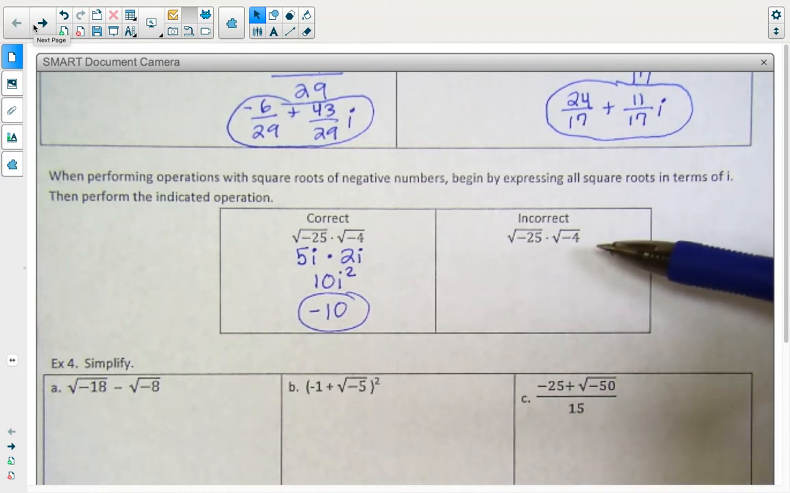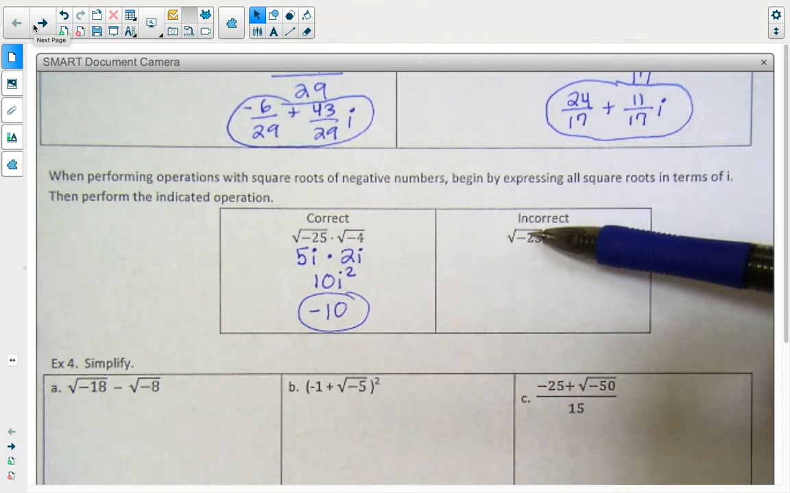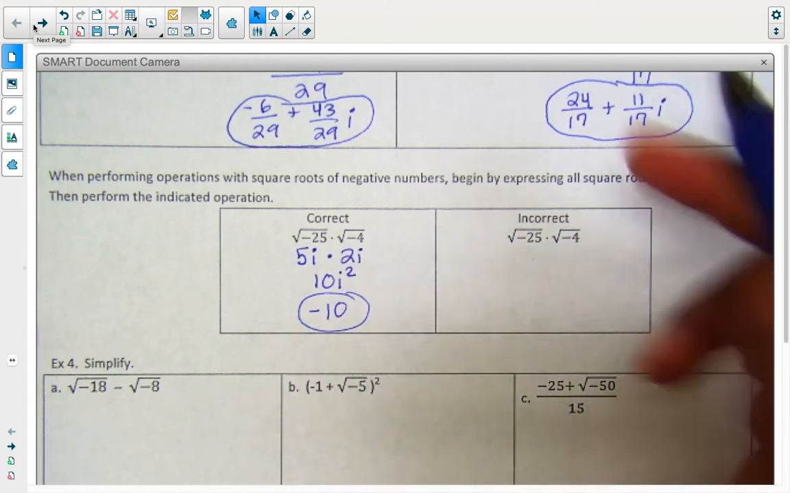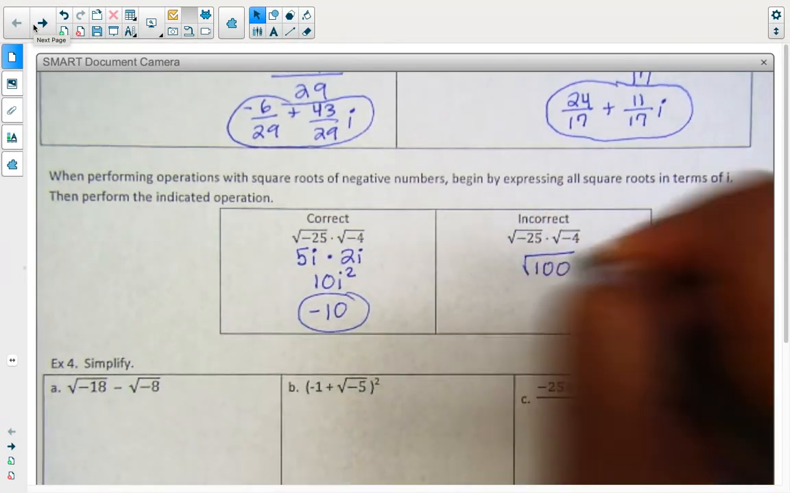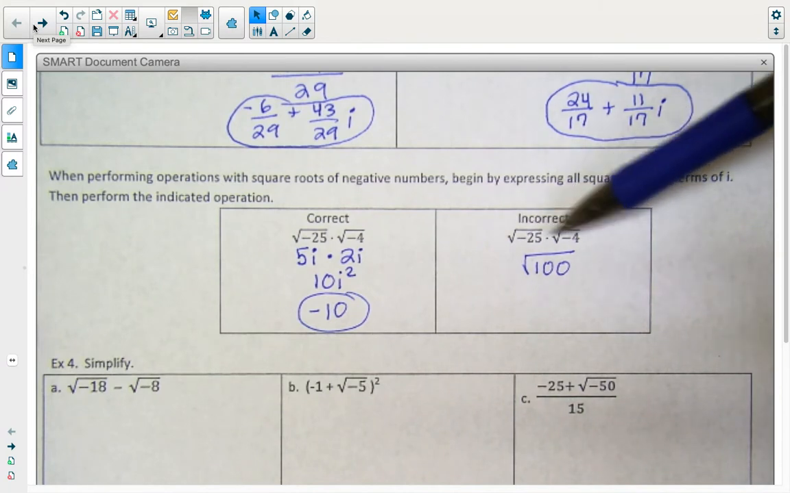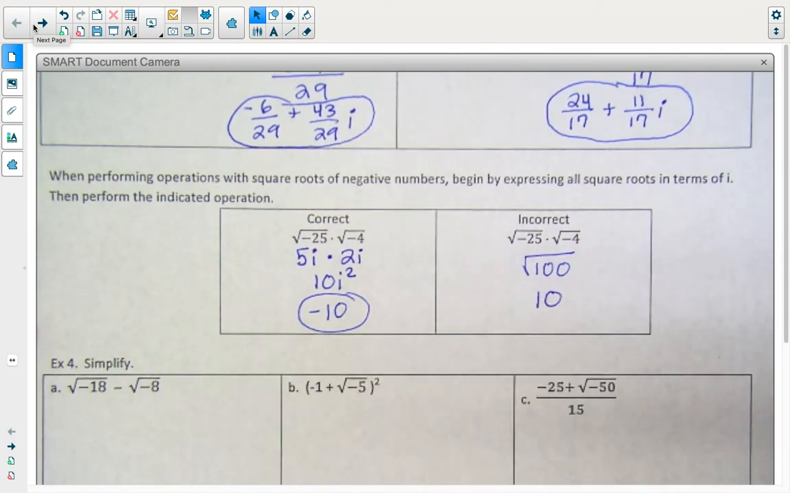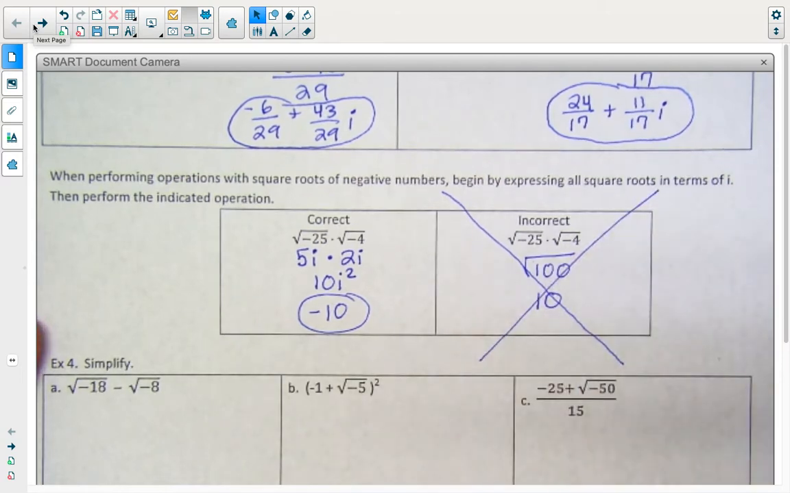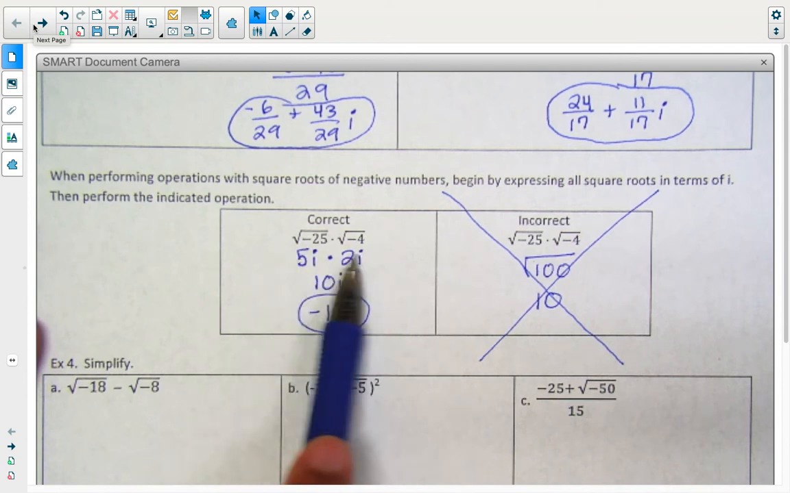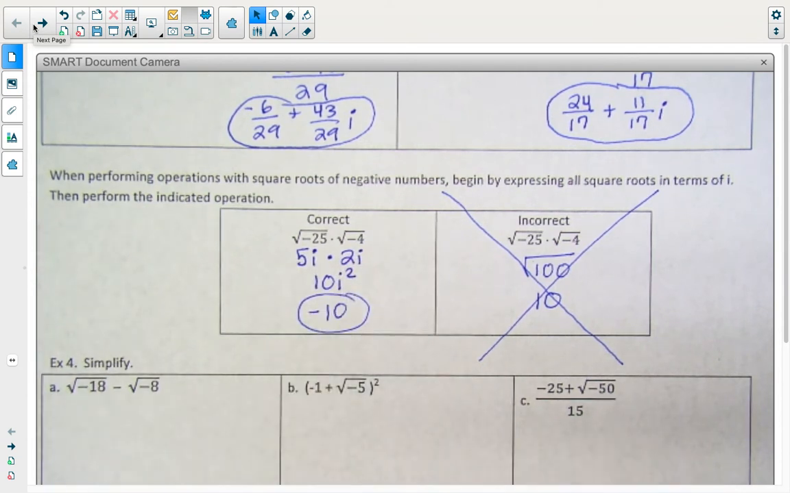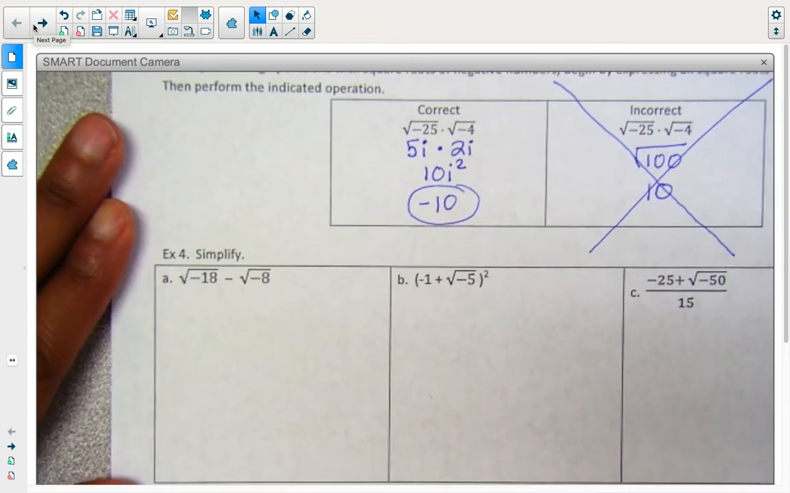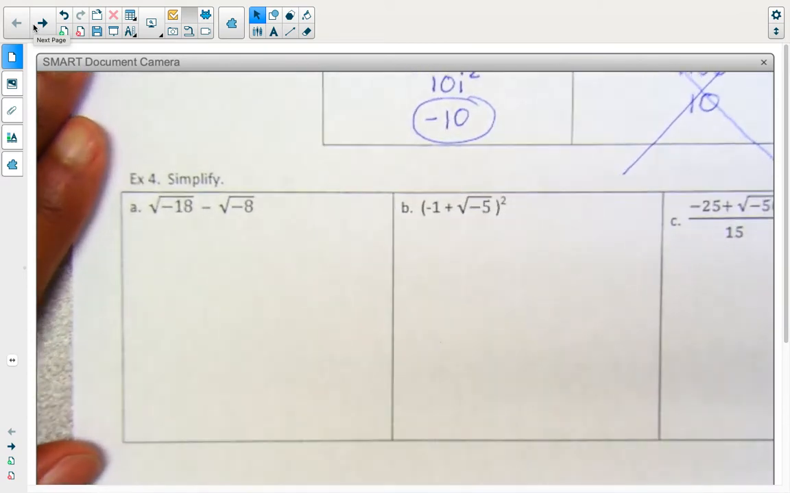The incorrect way to do this would be to do the square root of negative 25 times the square root of negative 4 and get a positive 100. Because you can't multiply those inside numbers like that because they have an imaginary piece to it. Because if you break down the square root of 100, you're going to think the answer is 10. But this is incorrect. So this is not the correct approach to do it. You want to take out the i part of the problem first and then break it down or simplify like you would normally. So with that said, let's go through some examples and practice taking out the imaginary section.